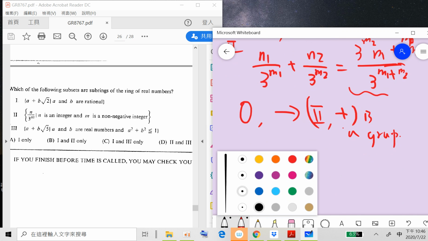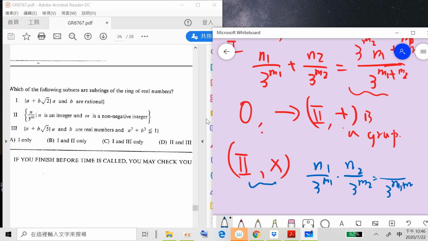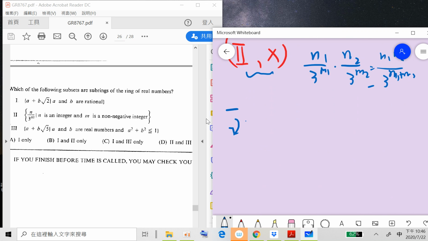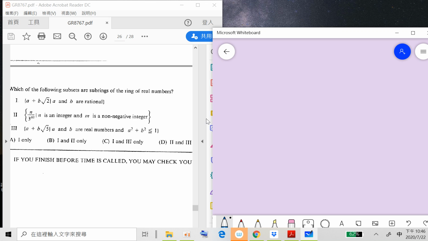And then we check the multiplication. The multiplication should be closed. So we need to check whether it's closed or not. So we can multiply two elements, and it's obvious that it's closed. So we show that the second is a subring. So the first one and second one are correct. How about the third one? a plus b square root of 5, where a and b are reals.